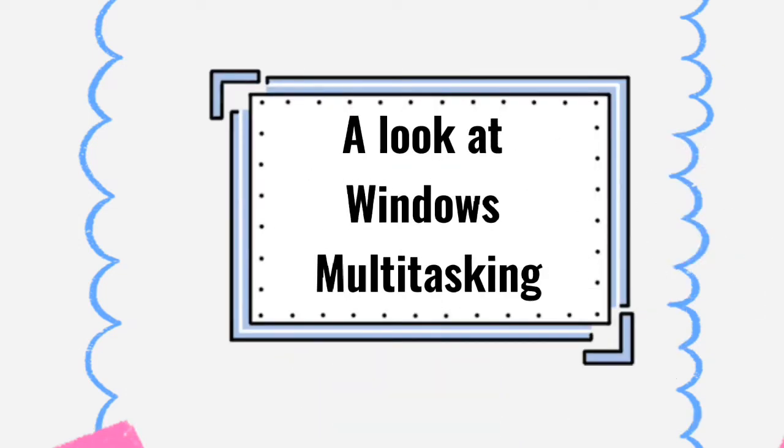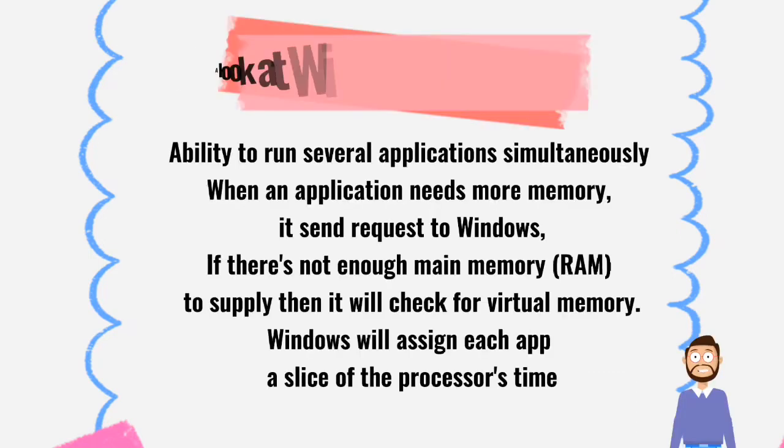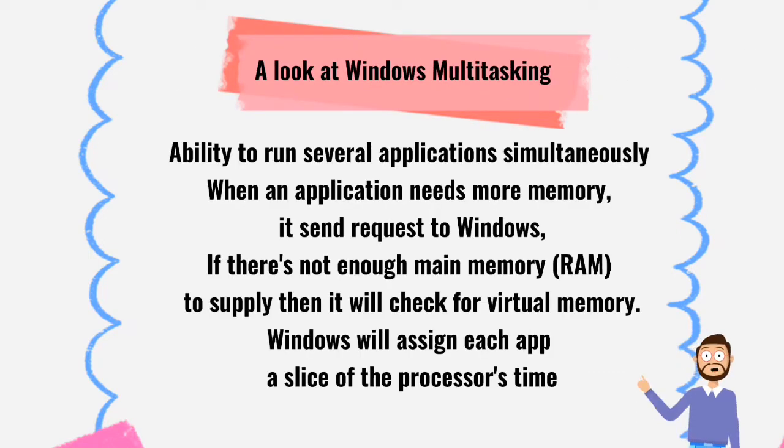A look at Windows multitasking. Ability to run several applications simultaneously. When an application needs more memory, it sends requests to Windows. If there's not enough main memory (RAM) to supply, then it will check for virtual memory. Windows will assign each app a slice of the processor's time.